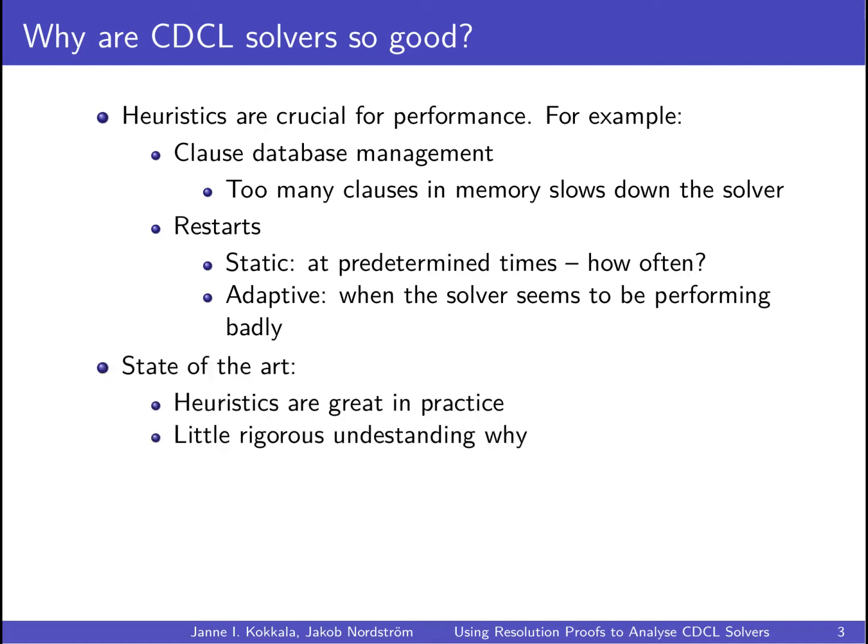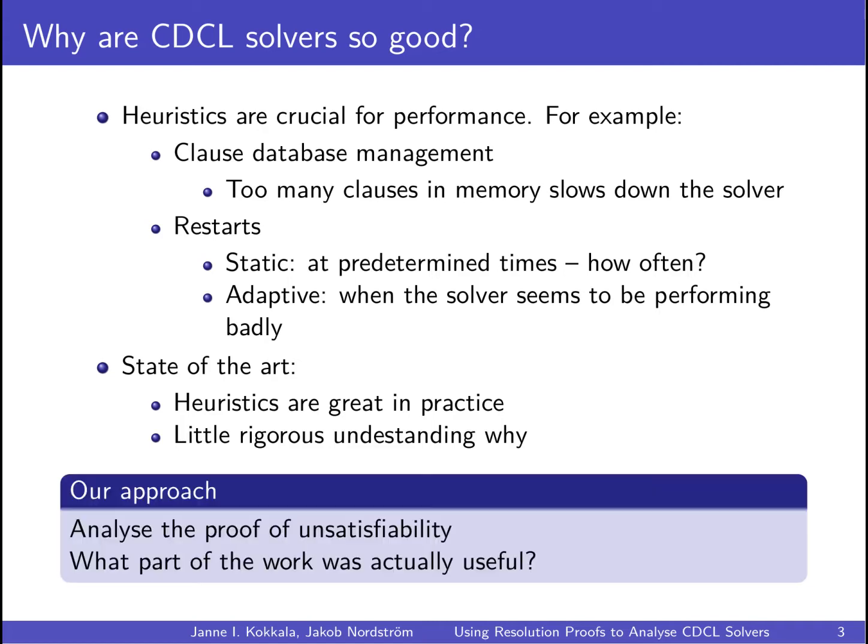And another approach is to use adaptive restarts where the solver restarts when it seems to be producing bad clauses. So in state-of-the-art solvers, these heuristics do work well in practice, but there is surprisingly little rigorous scientific understanding of why they work. Why are certain heuristics so good?